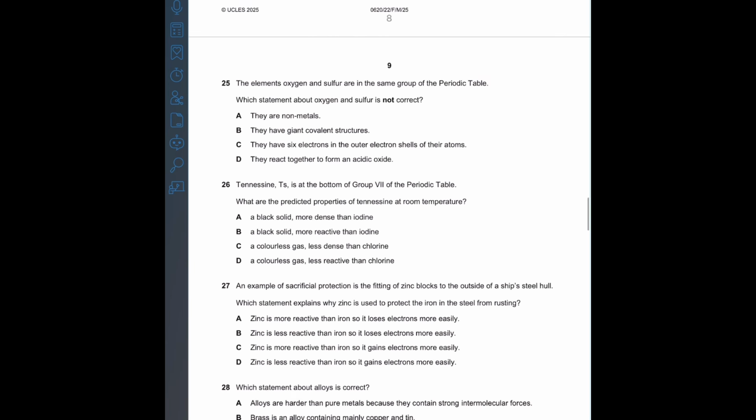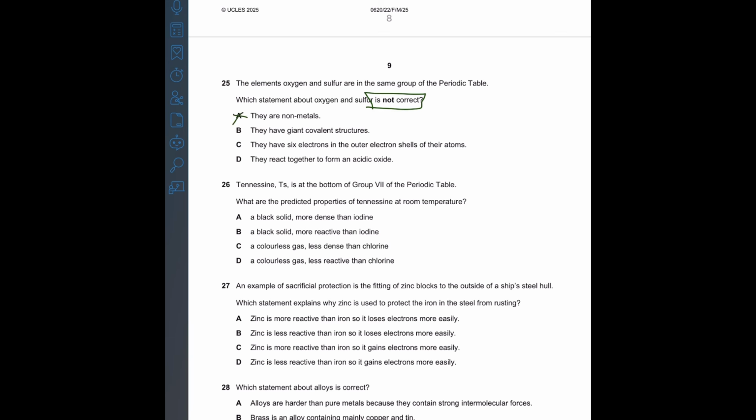Question number 25. The elements oxygen and sulfur are in the same group of the periodic table. Oxygen is above sulfur. Which statement about oxygen and sulfur is not correct? So the statement is wrong. They both are non-metals. Yes, they both are non-metals, so it can't be A.